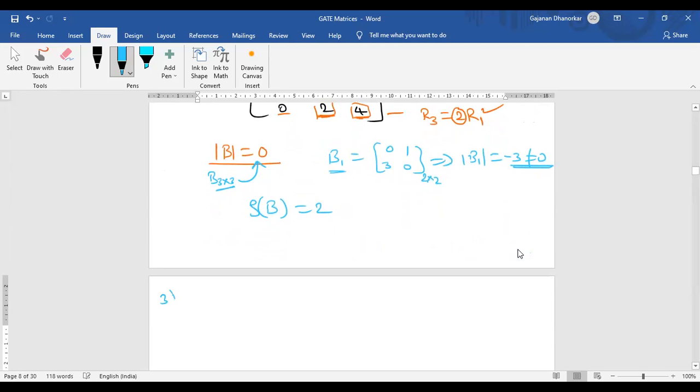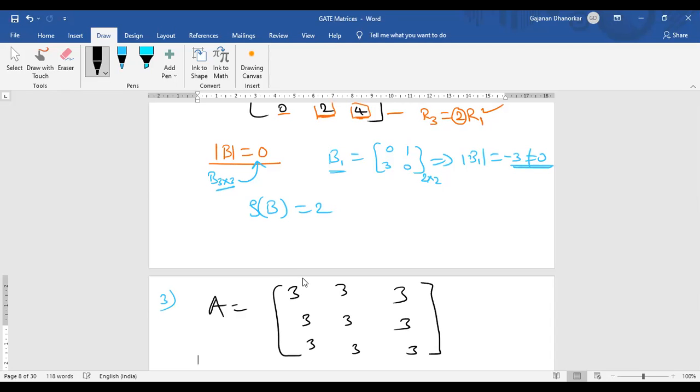Tell me here what we find. Suppose I have this matrix A. I will take 3, 3, 3, 3, 3, 3. What is the determinant of this?